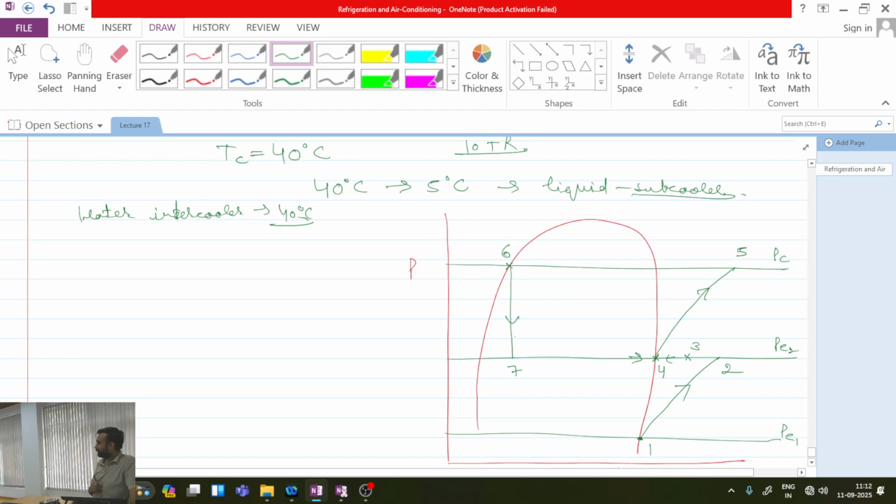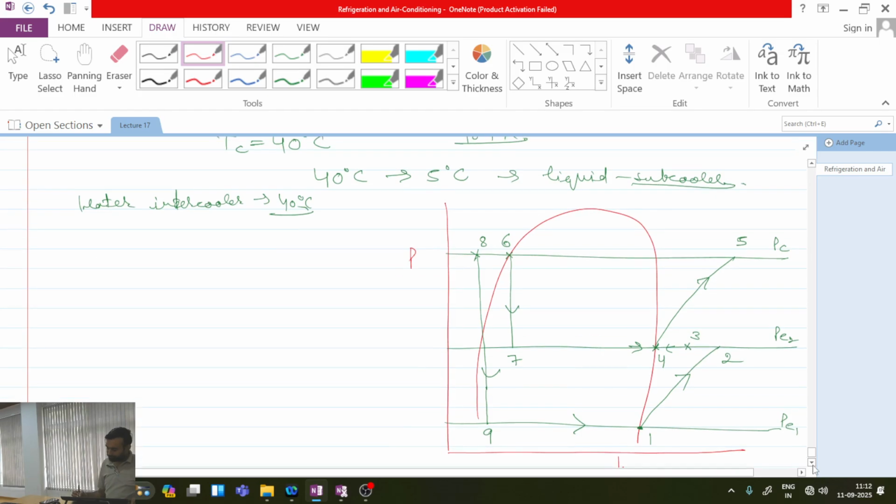Seven, okay, and then 6 to 8, subcooling is also there, okay, and then 8 to 9. Now whenever we have to do this problem, already we have the enthalpy data, okay. So now from your previous problem, can you tell me what are the enthalpies known to us?